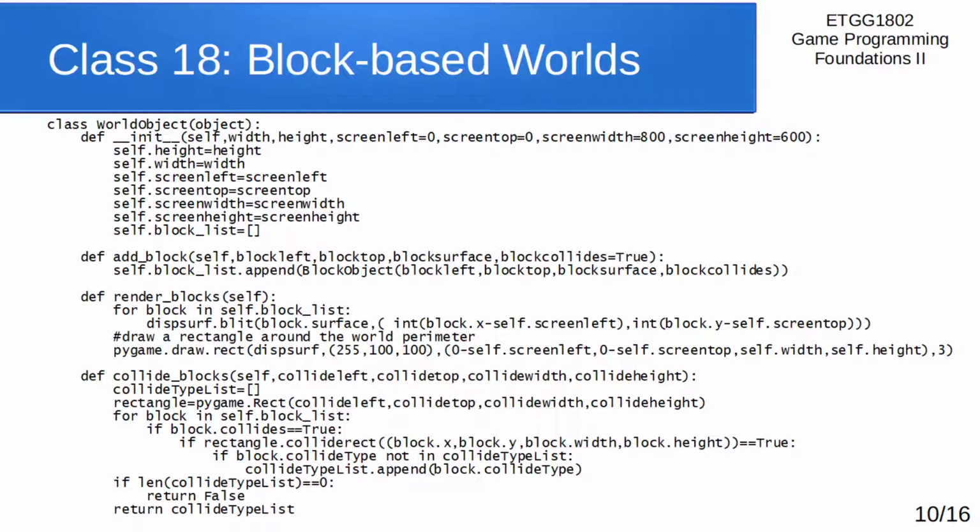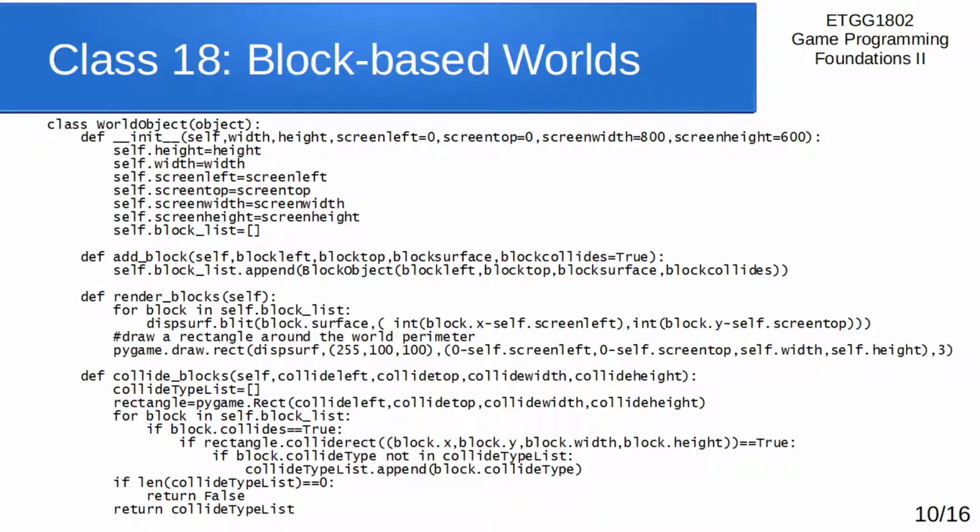But looking at this code, you'll notice we have this world object. All it has in it is the screen left, screen top, screen width, screen height. So that's the actual screen. And then the world itself has a height and a width. The screen is essentially the window that's placed into the world. The reason this has a left and a top and a width and a height is that it allows us to place the window anywhere we want in the world when it starts up.